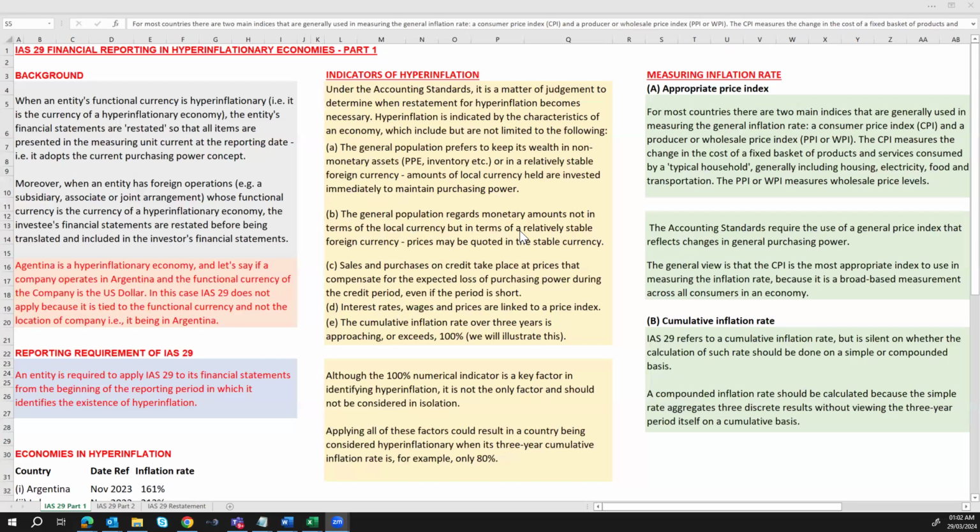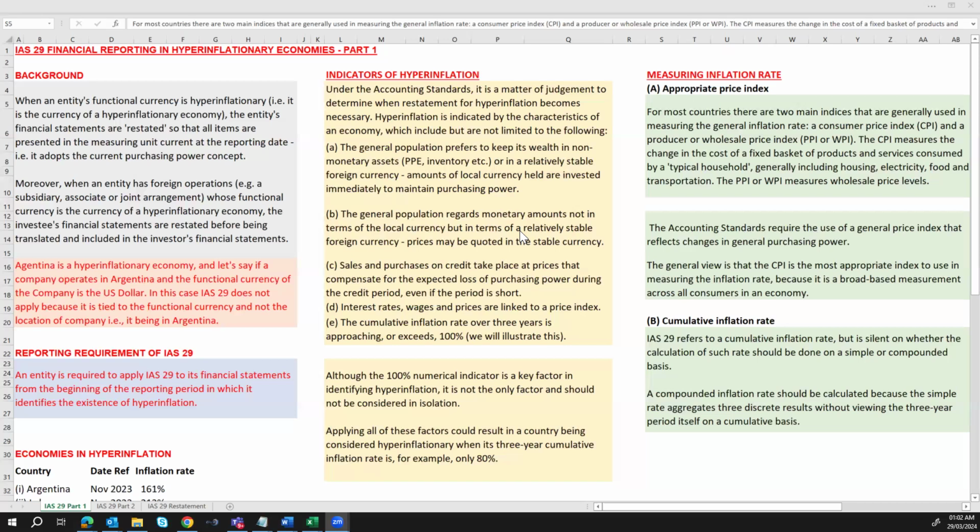So for example, Argentina is a hyperinflationary economy. Let's say a company operates in Argentina and the functional currency of that company is the US dollar. In this case, IAS 29 will not apply, because the concept of hyperinflationary economy is tied to the functional currency and not the location of the company in Argentina. So given that the company's functional currency is the US dollar, IAS 29 will not apply to that company.